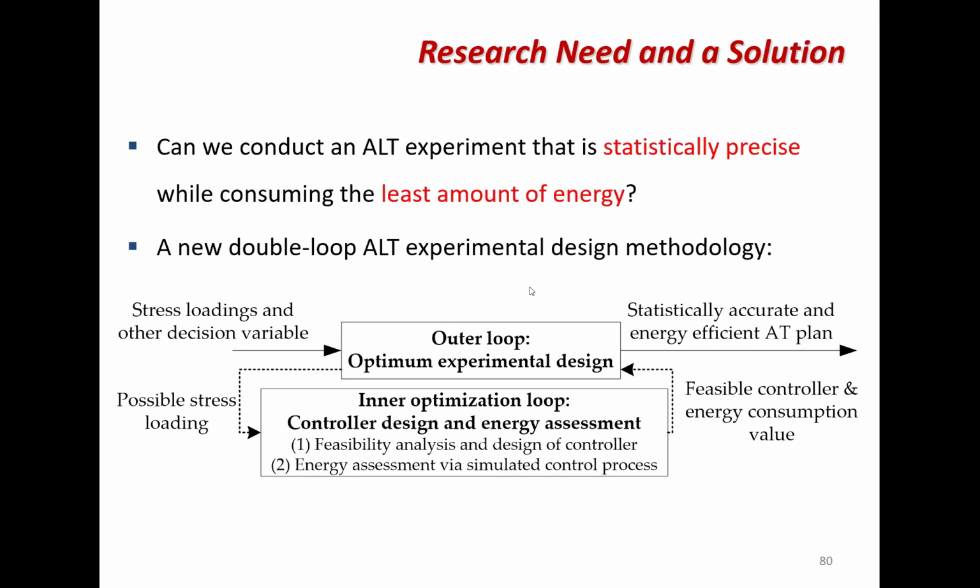So for this problem we came up with a new double loop ALT experimental design methodology. We have an outer loop where we determine the optimal experimental design, just like what we did before, where we care about statistical performance, like the precision of a reliability estimate. In the inner loop, we control the design. We consider controller design and do energy assessment. We need to do a feasibility analysis and the design of the controller, and we also do energy assessment using a simulated control process. To do this, we consider two methods. One is one step at a time. The other is a simultaneous optimization method.